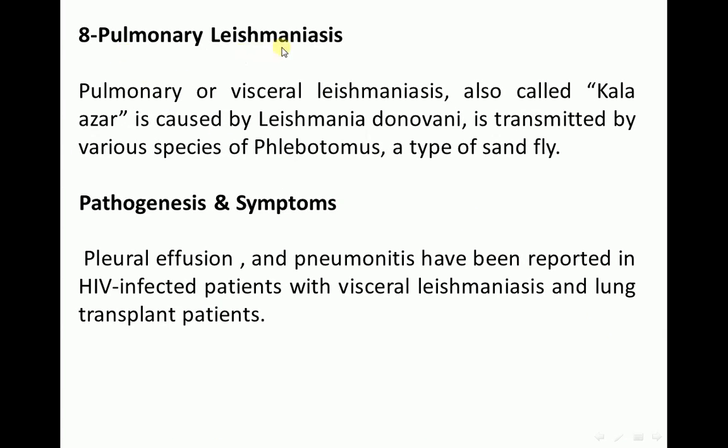Pulmonary Leishmaniasis. Pulmonary or visceral leishmaniasis, also called Kala-Azar, is caused by Leishmania donovani, and is transmitted by various species of Phlebotomus, which is a type of sandfly. Pathogenesis and symptoms include pleural effusion and pneumonitis, which have been reported in HIV-infected patients with visceral leishmaniasis and lung transplant patients.